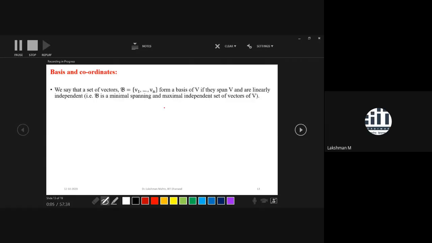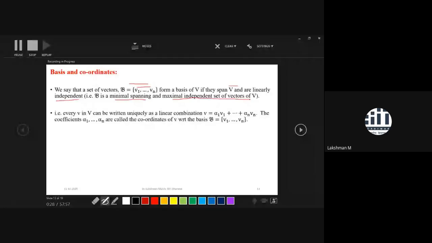I had already discussed that we say a set of vectors beta containing v1 up to vn will form a basis of V if these vectors span V and are also linearly independent. That means a basis beta is a minimal spanning set and maximal independent set of vectors of V. So every element in vector space V can be written uniquely as a linear combination of these vi, and the unique linear combination defines the coordinate.